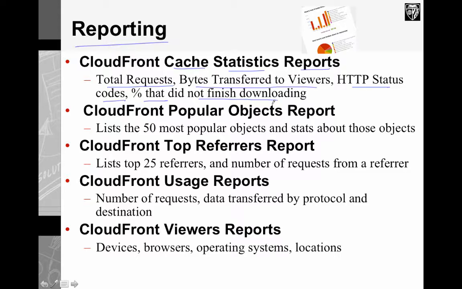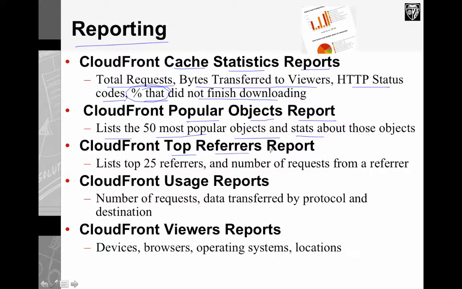If there is content that people are just canceling the download and walking away, that means it's not fast enough. Maybe you need to reduce the content size, or maybe something else is going on. Maybe the edge server is slow. So that's a pretty important piece of information. There's also a popular objects report. It lists the 50 most popular objects or URLs and stats about them so that you can tune them further, maybe increase the cache detail on those.